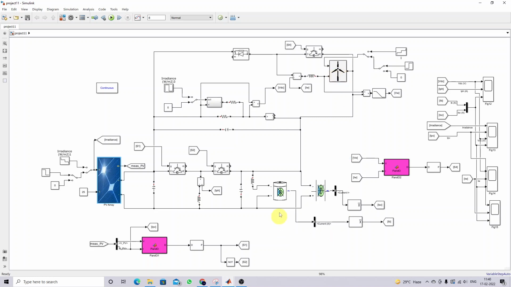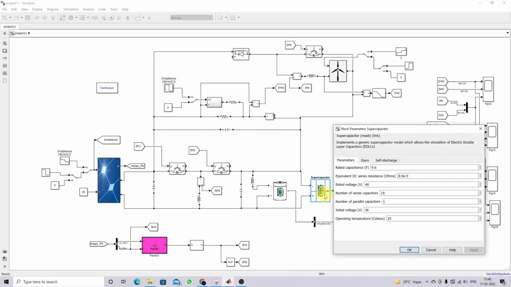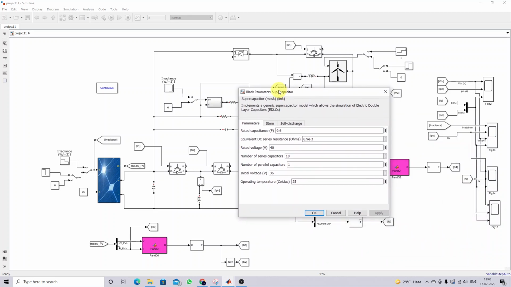Okay, and then these are the battery details. The battery has 36 volt nominal voltage and rated capacity is 32 Ah, and here we are using a lithium ion battery. And the supercapacitor details: the capacitance value is 9.6 farad and rated voltage is 40, and the initial voltage we considered is 36 volt.